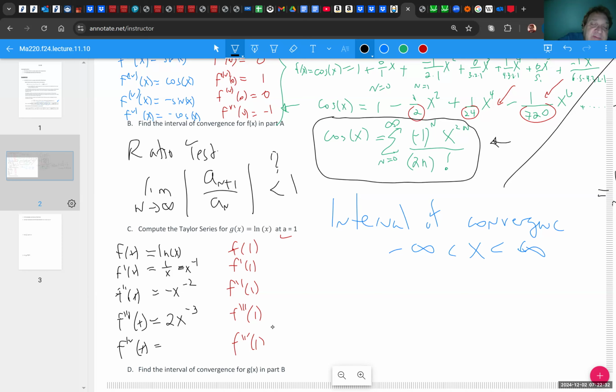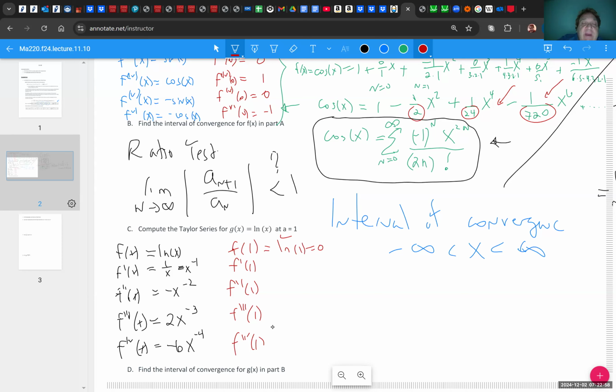Then I bring down the negative 3, so I get negative 6 x to the negative 4th power, etc. So I can keep finding derivatives, and then I've got to plug in the value at 1. So f of 1 is the natural log of 1. The natural log of 1, if you remember your log values or what a natural log function is, is going to be 0. You can check that on a calculator if you like.